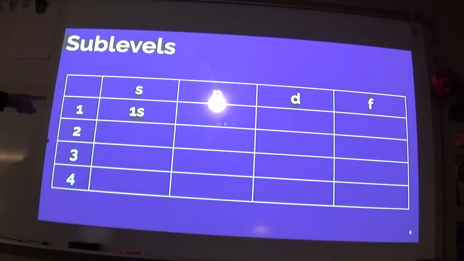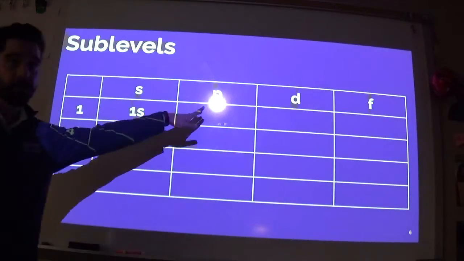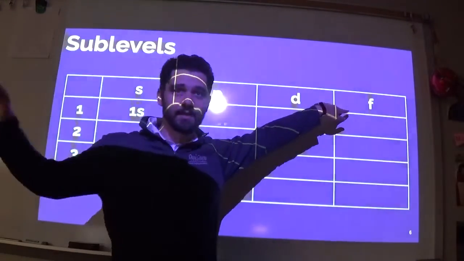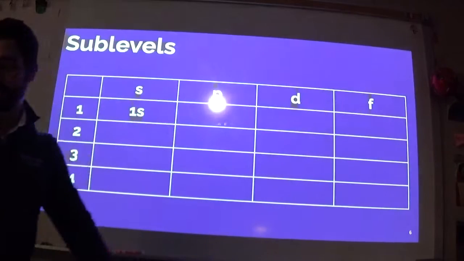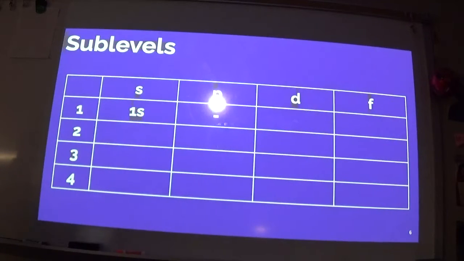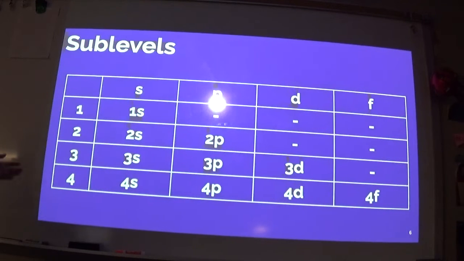Okay, on the first energy level I have 1s. 1p, 1d, 1f is not a thing. Those do not exist. There's no such thing as that. On the second energy level, 2s and 2p. 2d, 2f is not a thing. Third energy level, I have those 3. And then over here I have those 4 sublevels. Same thing I just showed you, just in a table form.